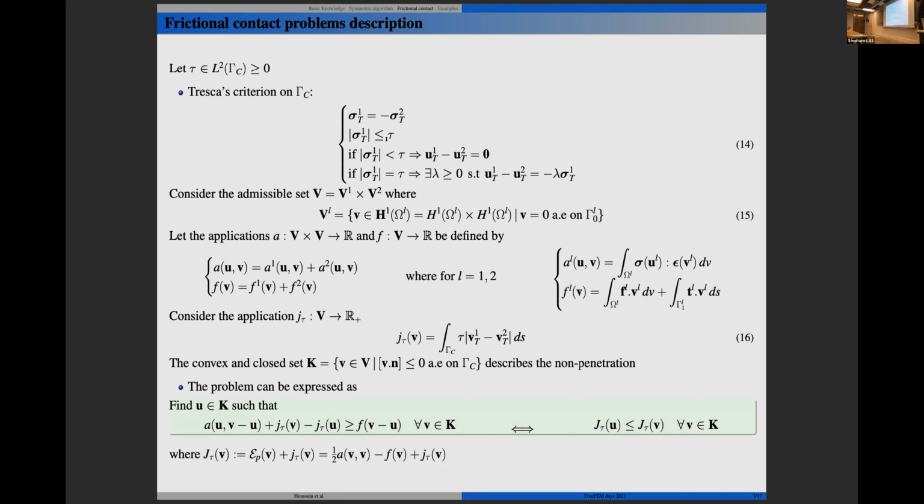And this problem can be expressed as a variational inequality, which is equivalent to the minimization of this functional G tau over the set K, the non-penetration set. G tau is given by the potential energy plus this functional.